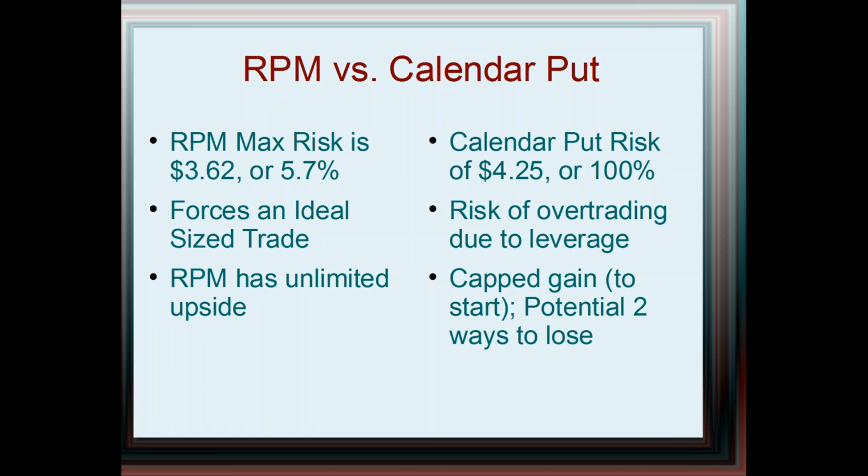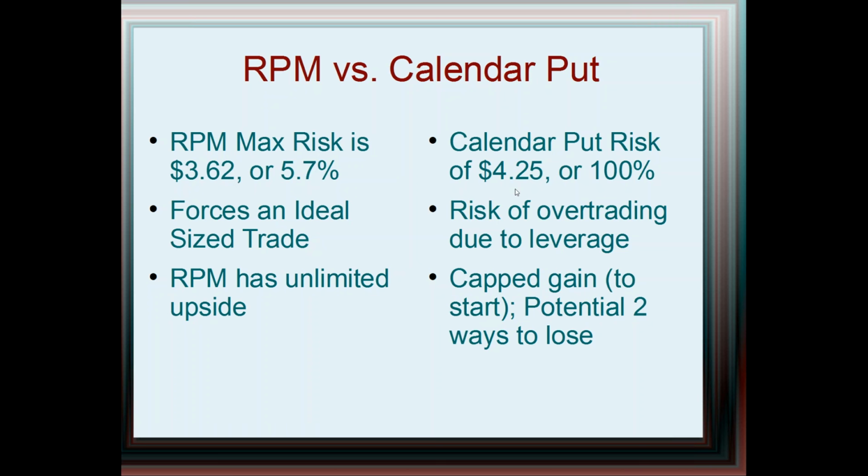Because I'm buying the stock and using a large amount of capital for the radioactive trade, I'm forced into an ideal size trade where I'm only risking 5.7% of what I have invested, and I can set that up to be less than 1.5 or 1% of my total portfolio value. The calendar put only costs us $425 to get into.